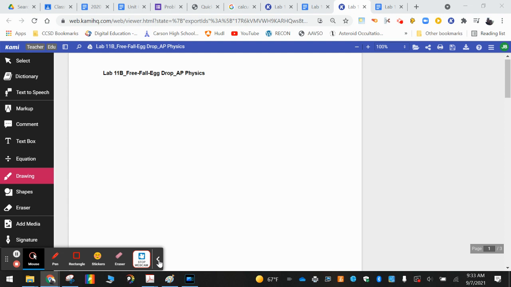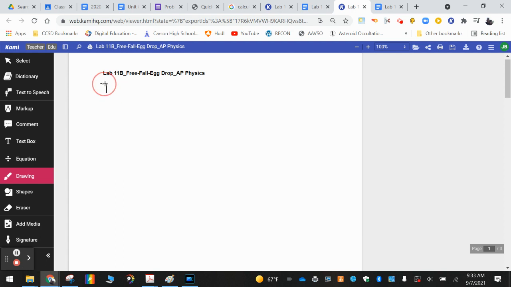I'm with my A3 AP Physics class, and we're going to do the continuation of Lab 11, and we will call this Lab 11B, Free Fall Egg Drop for AP Physics. All right, so what we'll do is briefly go over the theory part of what's happening now. The theory changes a little bit as compared to last class. So we have theory.